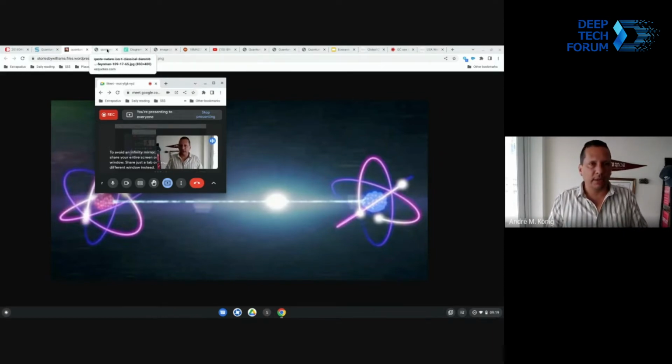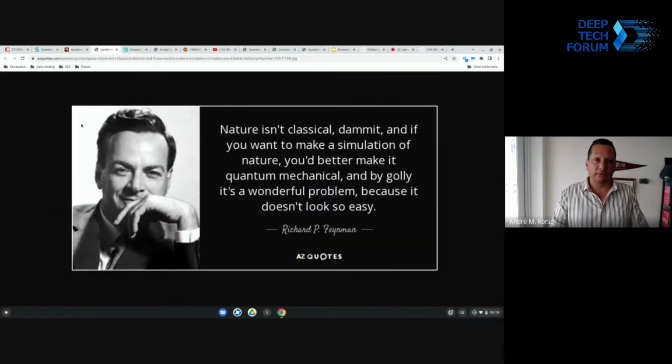And that is what makes quantum computing so interesting. Richard Feynman, a very influential and famous professor from the 70s, 80s, who really advanced this field, famously said, nature isn't classical, damn it.